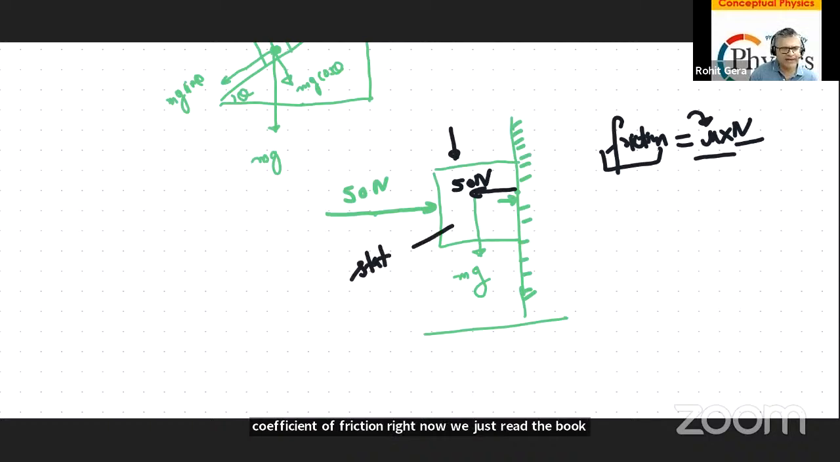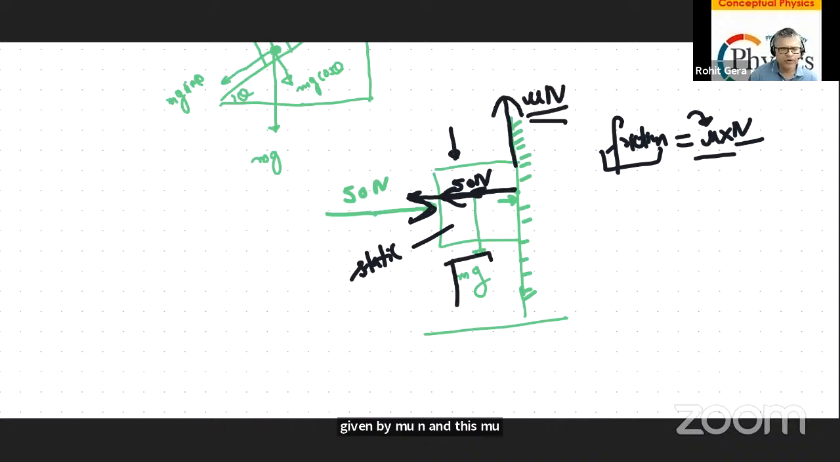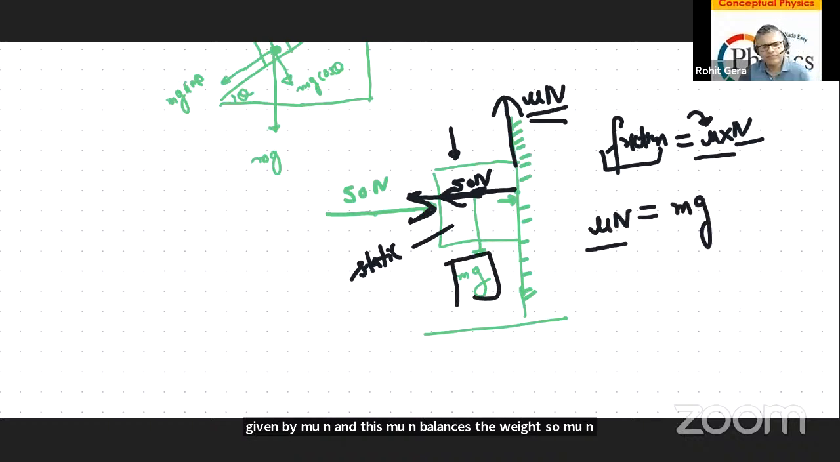By pressing it like this, you generate a normal reaction like this, and then you see that the block is not falling, because when there is a normal reaction coming towards the left, there is a frictional force getting generated perpendicular to the normal reaction, which is given by mu N, and this mu N balances the weight. So mu N is equal to mg.